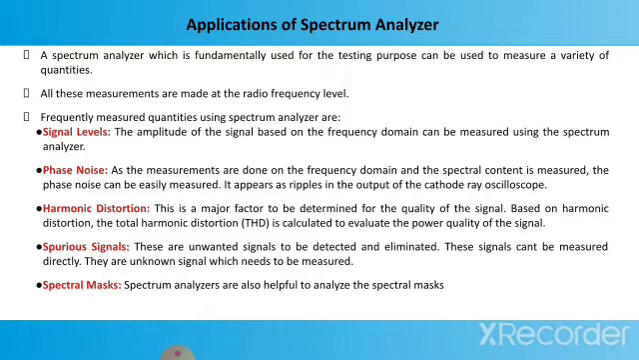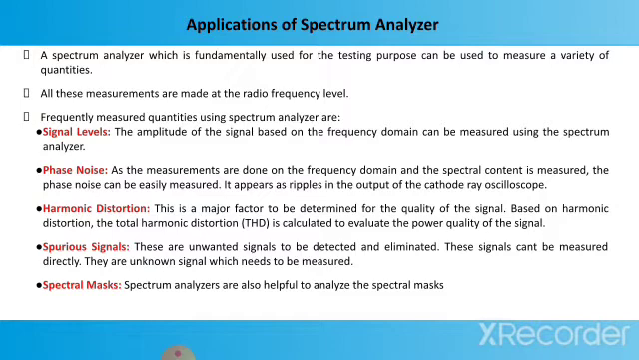Next is the phase noise. As the measurements are done in the frequency domain and the spectral content is measured, the phase noise can be easily measured. It appears as ripples in the output of the CRO. Next application is harmonic distortion. This is the major factor to be determined for the quality of the signal. Based on harmonic distortion, the total harmonic distortion is calculated to evaluate the power quality of the signal.